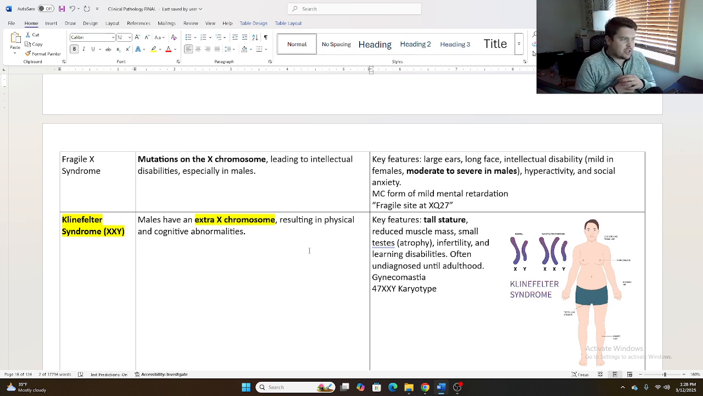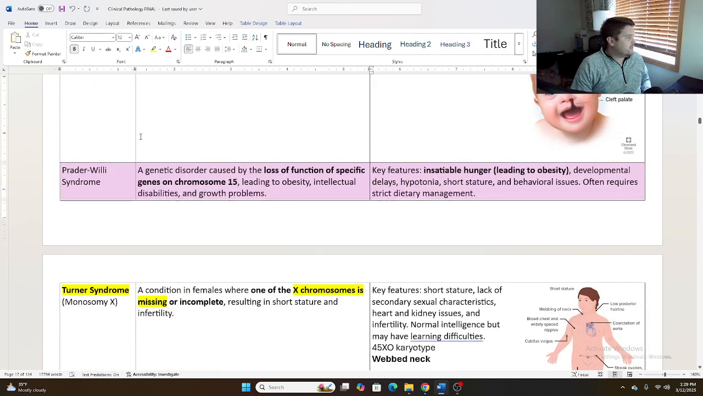So Fragile X syndrome, we have a fragile site at the XQ27. Occasionally, the specific spot is mentioned for Fragile X syndrome. This is actually the most common form of mild mental retardation. That's the key word, mild. I should clarify, mild in females and more moderate to severe mental retardation in males.